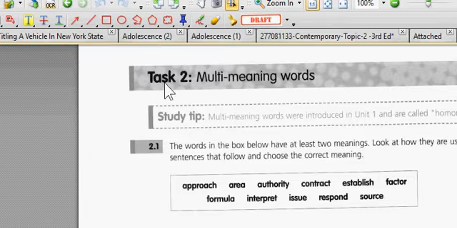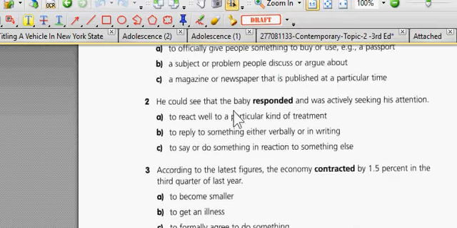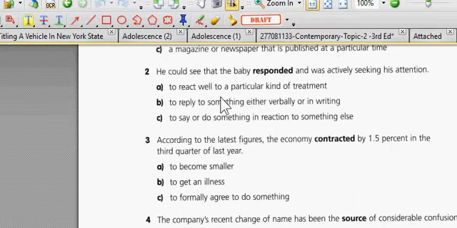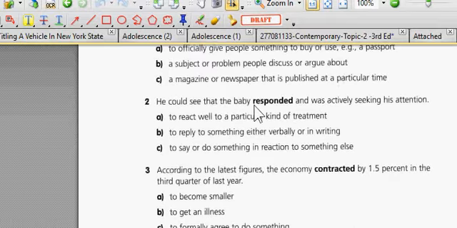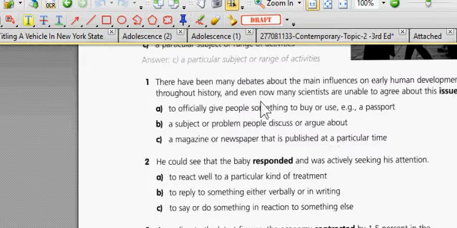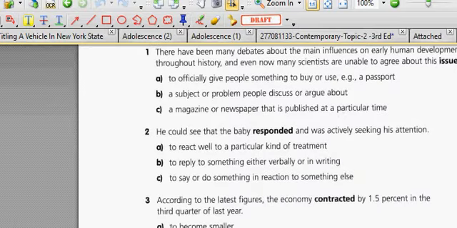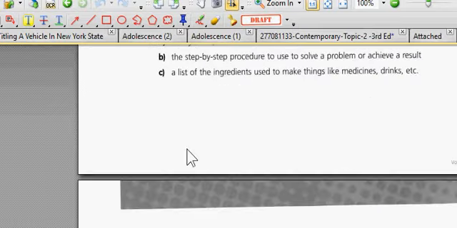In this one, task 2, words have multiple meanings, and you have to identify how every word, like, let's say number 1 here, the word is issue. Issue has multiple meanings. Which of the meanings is correct for this context? That's a very good exercise to think about.